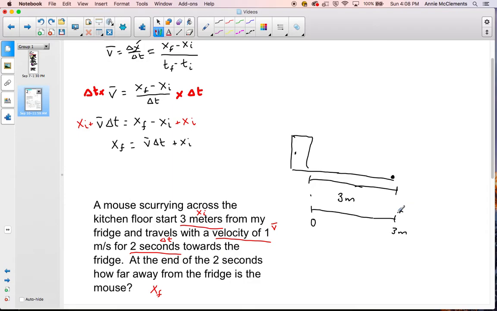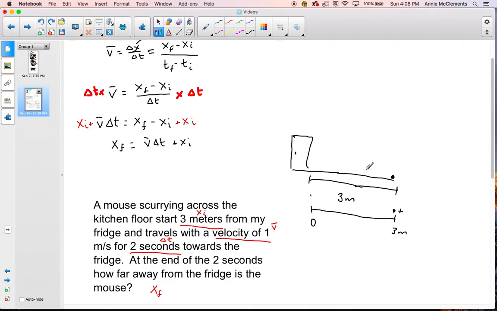Okay, so now we have a general sense of what's going on, a mental picture. Let's see if we can solve this using our equation. Reminder, equation right here: x final equals velocity times time plus initial position.